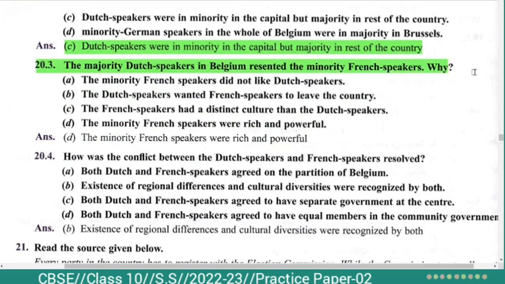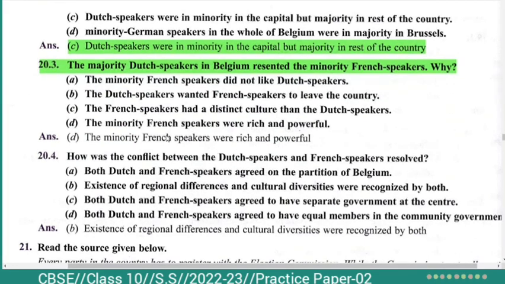Question number 20.3. The majority Dutch speakers in Belgium resented the minority French speakers. Why? Option A. The minority French speakers did not like Dutch speakers. B. The Dutch speakers wanted French speakers to leave the country. C. The French speakers had a distinct culture than the Dutch speakers. D. The minority French speakers were rich and powerful.